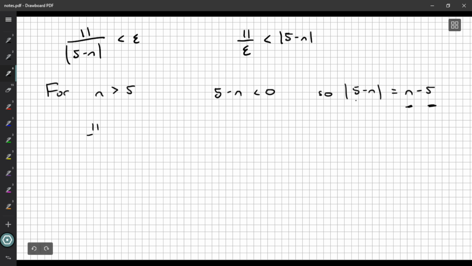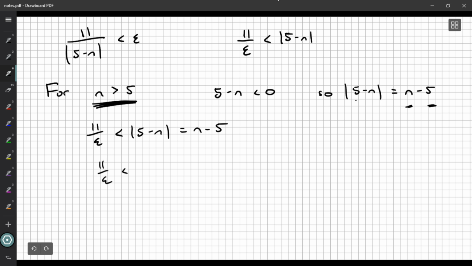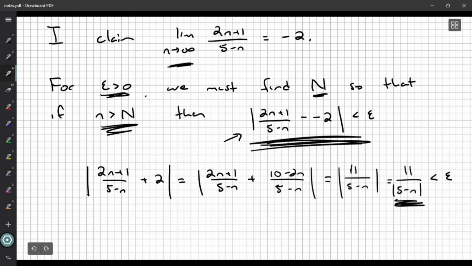So if we make that assumption, then we can get something like this. Now, we are going to have to incorporate this into our choice, so we might have to write something like N is the maximum of 5 and whatever else we're working with. Just planning ahead. Add 5 to both sides, get rid of the minus 5. And this looks an awful lot like something based on epsilon. Different epsilons lead to different N's. This is less than our little n, which is exactly the sort of thing we need to start off with.